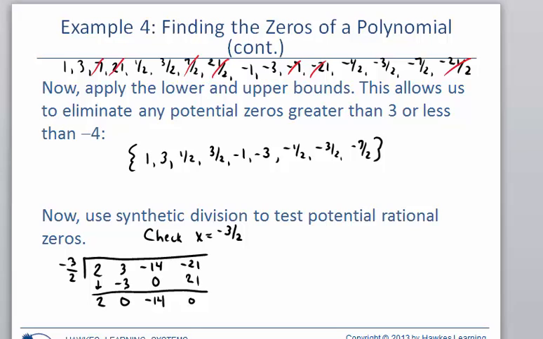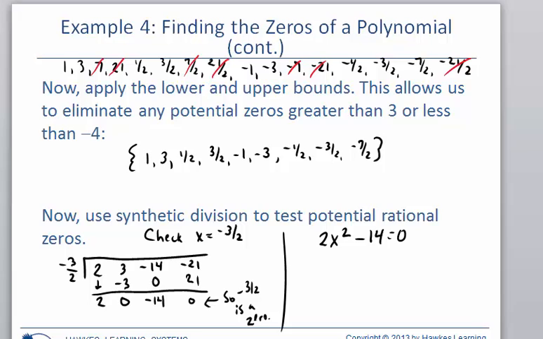Remember that the fact that you get a 0 for your remainder tells you that -3 halves is a 0 for your polynomial. If you got something else, you would need to pick a different number and try again. So what does that leave us with? Our original polynomial started with a 3rd power, so this 2 is going to go with the 2nd power. So we have 2x squared plus 0x minus 14 equals 0. We can solve that to find our remaining zeros.